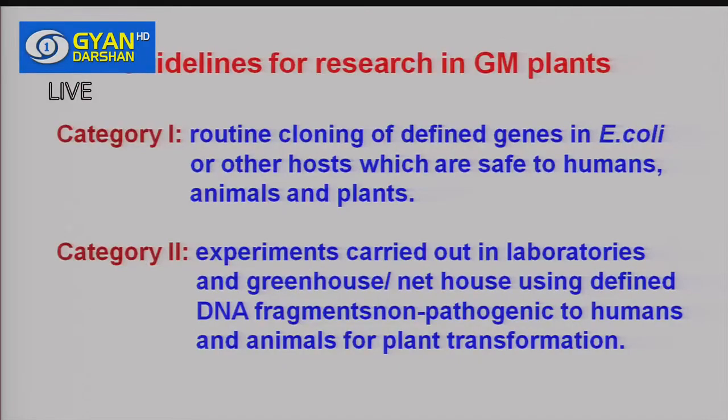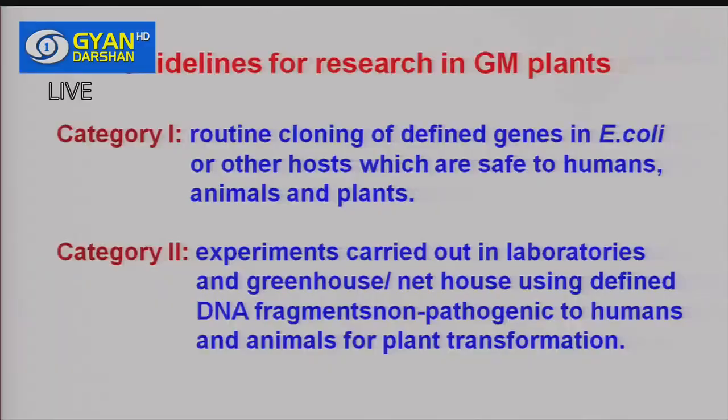Now, regarding the guidelines for research in genetically modified plants, again, DBT has categorized this kind of research into three categories. Number one, category one, there is absolutely no problem in category one because it involves routine cloning of defined genes, mostly E. coli or any other hosts which are absolutely safe to humans. So if you find any laboratory who are working with this kind of agents, then you have to understand that they will come under category 1.